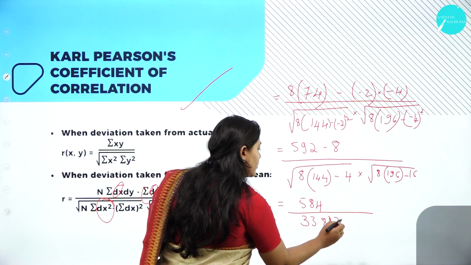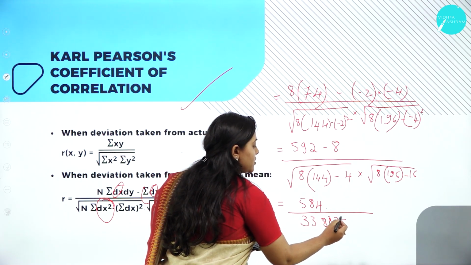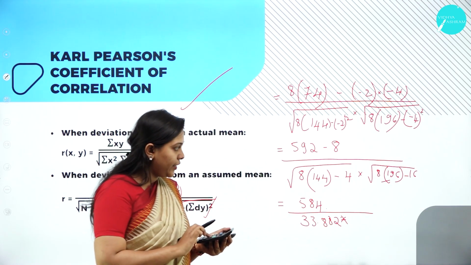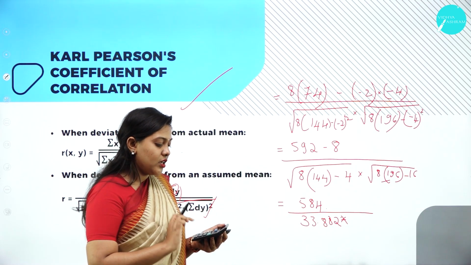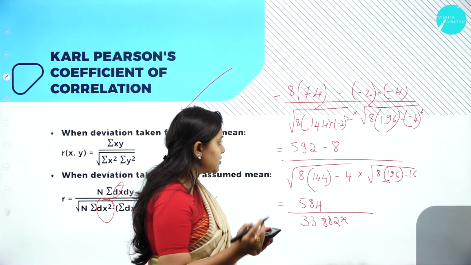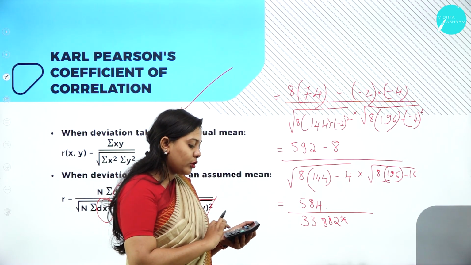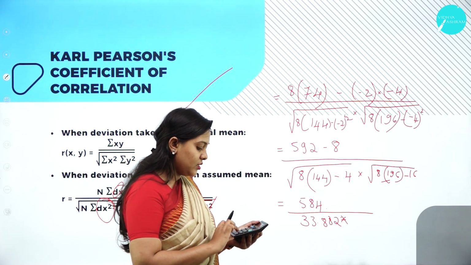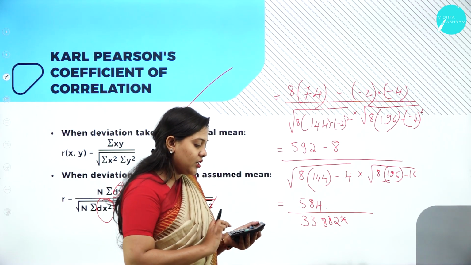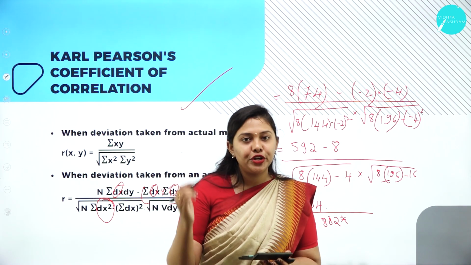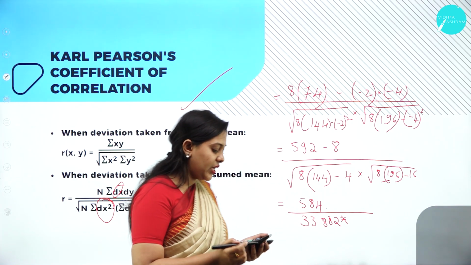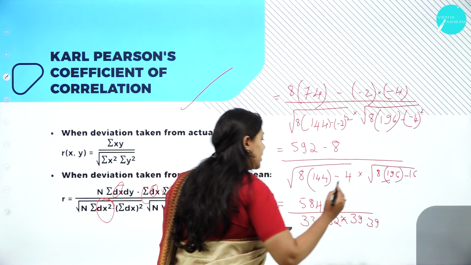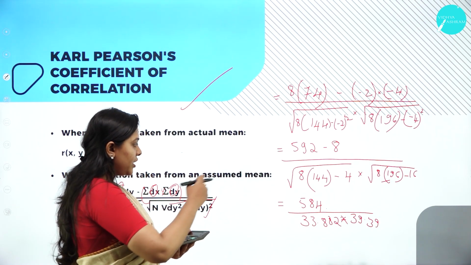If you take the root, it will be 33.882. Into 8 into 196, which is 1568, minus 16. 8 into 196 minus 16 is 1552. If you take the root, it will be 39.39. So let us multiply that.